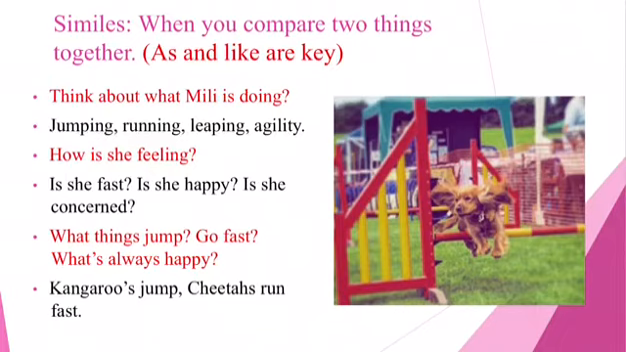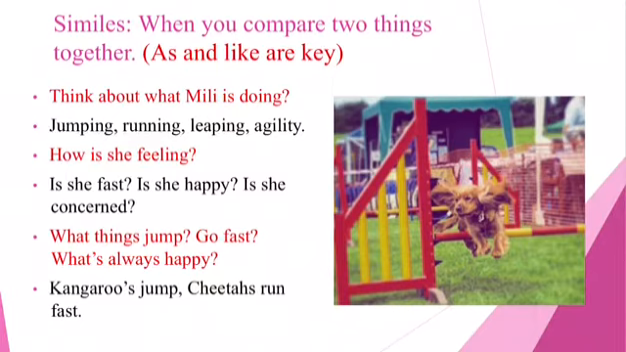So we're going to go through and create a simile to do with this picture of my dog Millie jumping over a fence. So once again, we've got to think about what Millie is doing. So we know that she's jumping, running, you could say she's leaping, and she's also taking part in agility. What you could do with a simile sentence is consider how is she feeling. So is she happy? Is she concerned? Also, you could even think about, is she going fast? And then you've got to consider what things jump or go fast, or maybe what's always happy, because you need to draw that comparison with what Millie's doing to something, an item or another creature or animal might be doing.